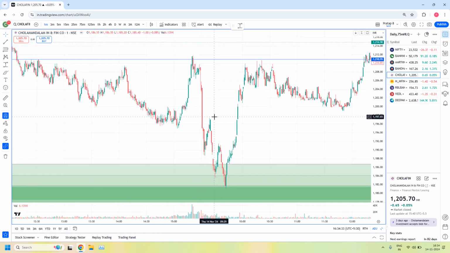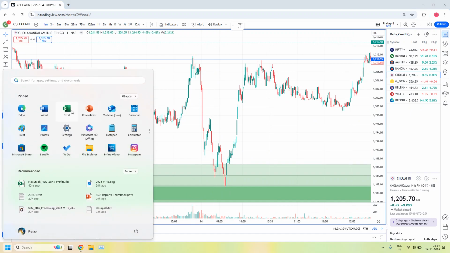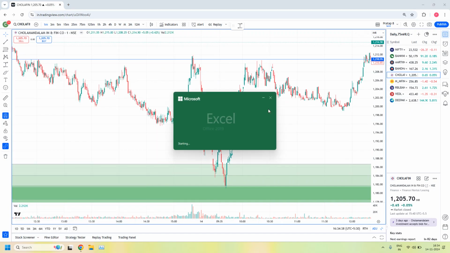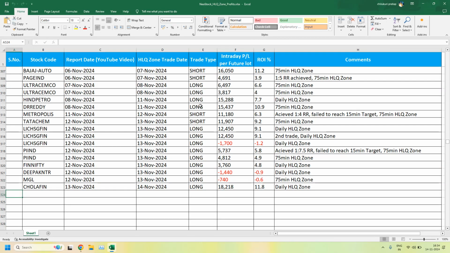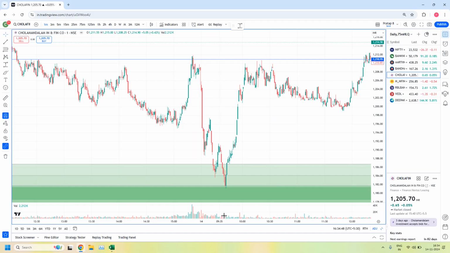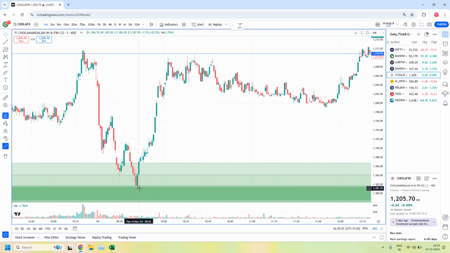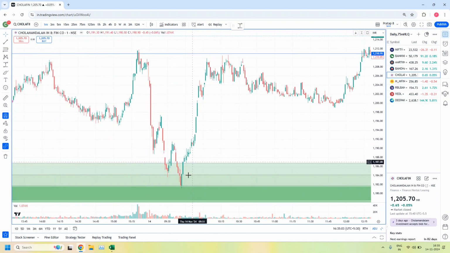And how much profit has Cholamandalam Finance given? It has given 18,218 rupees, which is 11.8% ROI from here to here. That's a huge profit. But where did you get the entry? At the proximal, just a little inside. But earlier, prices went up near to the distal line.